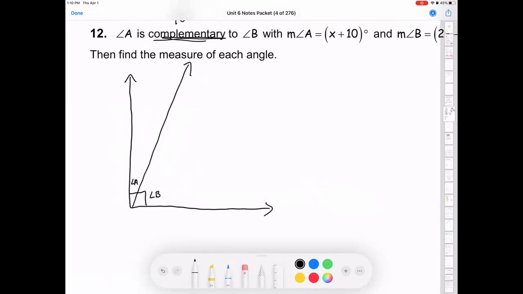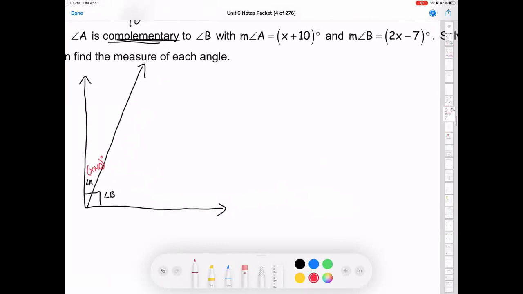So this is x plus 10 degrees for angle A, whereas angle B looks like 2x minus 7. All right. Now, since these are complementary, we do know that they're going to combine to be 90 degrees.